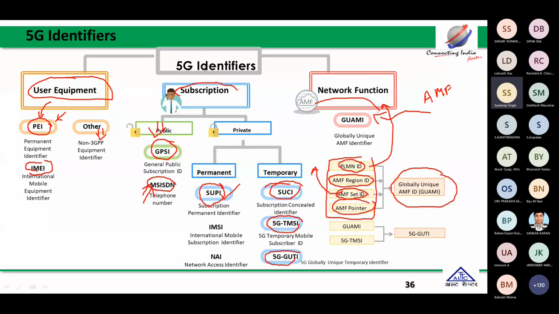You have seen in the previous slide, the paging is done on the basis of the 5G-S-TMSI, not by the 5G-GUTI, because the 5G-GUTI is a bigger message. The 5G-S-TMSI is a shortened form of the 5G-GUTI, so that the paging capacity can be increased at the radio interface side.